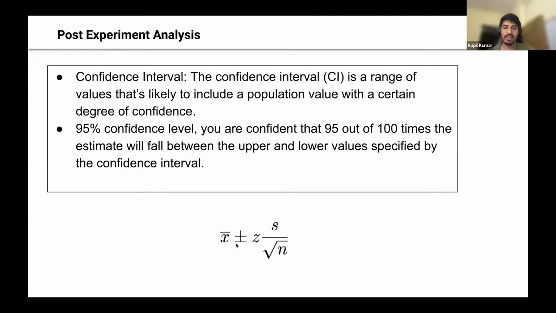And for the confidence interval, you take the Z score value that you are getting and multiply it with the standard deviation. This way you can find the margin of error, basically the lower bound and the upper bound of the confidence interval.